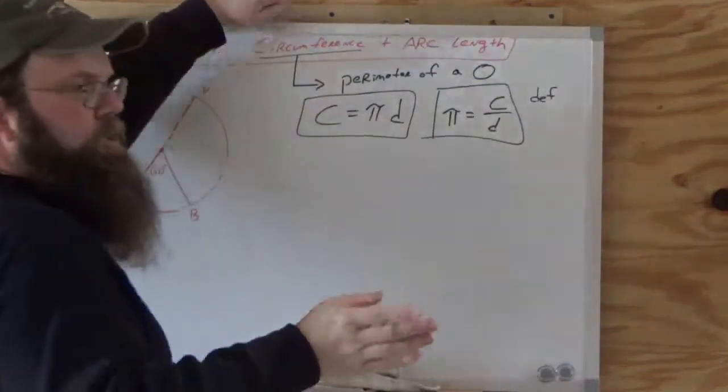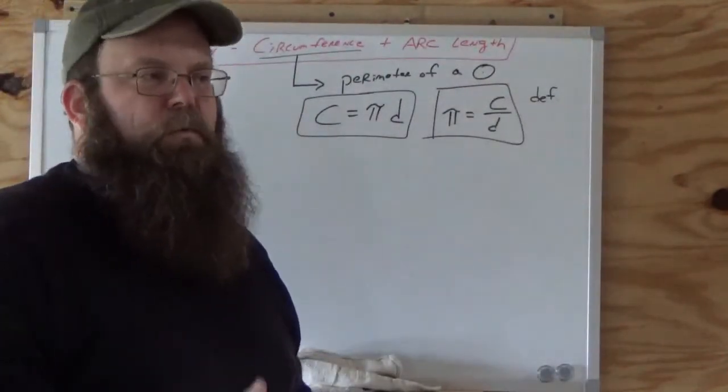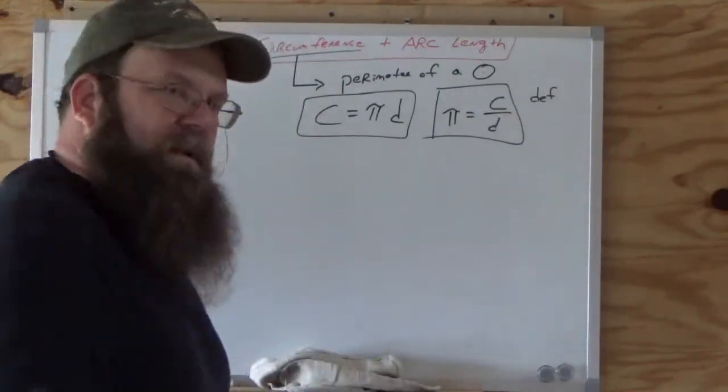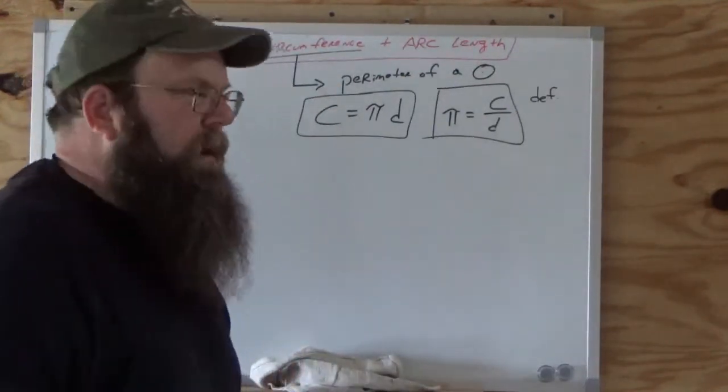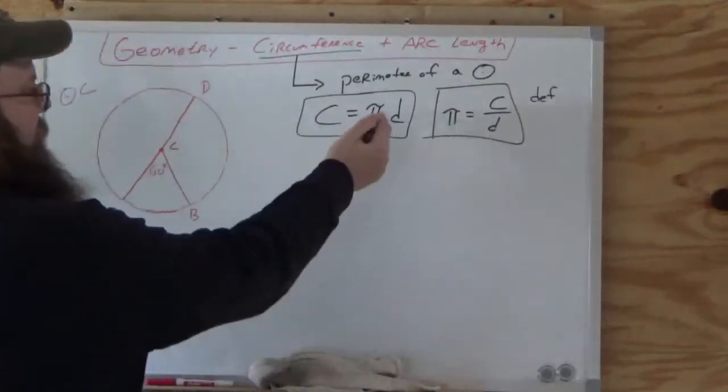Okay? And we've only been using the Greek letter pi for about 150, 200 years to represent that value. Before then, people just wrote 3.14. Okay? But isn't it cooler to write pi? I think so. Okay? So, how do we figure out circumference?